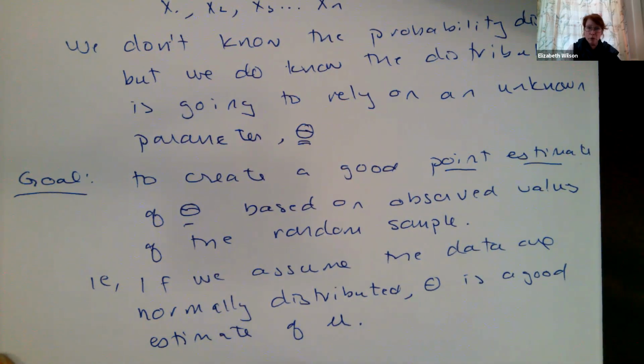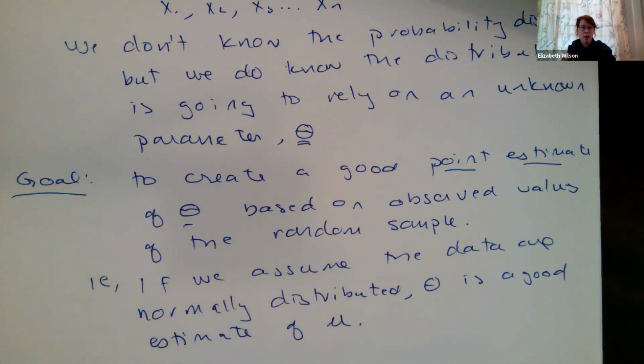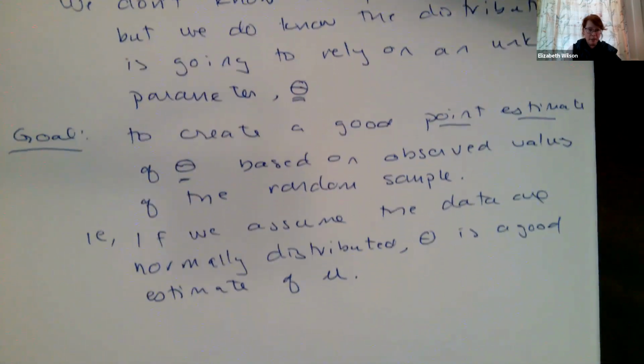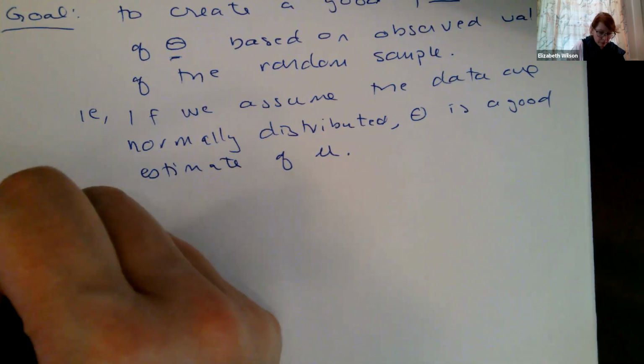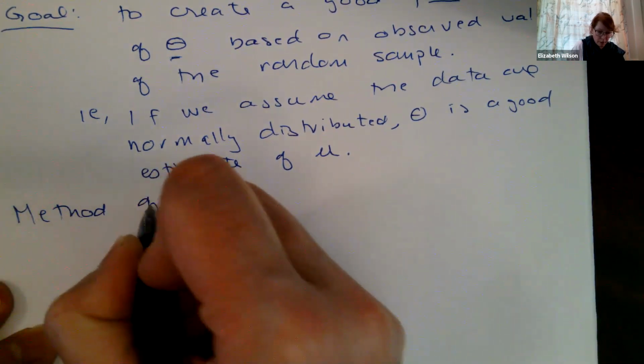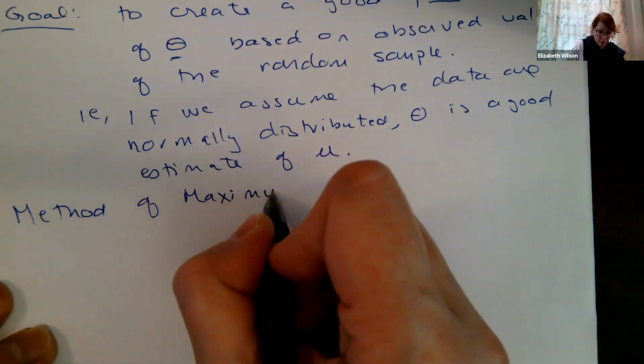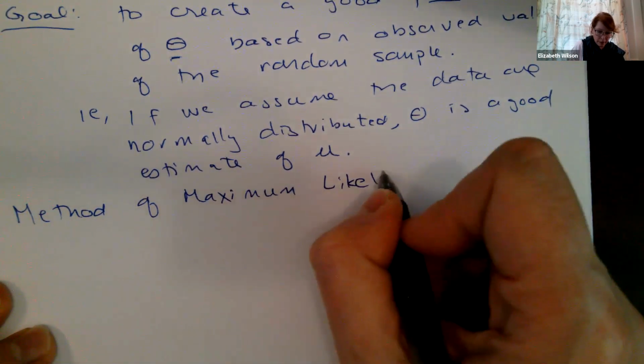Okay, so we're going to talk about methods. The method of maximum likelihood is the method we're going to be focusing on in this chapter. It's a long word, but all it says is it's a method for trying to figure out what's the best value of theta that's going to be the best estimate for the mean or for the variance. Okay, so let me write down the definition for that, and then we'll go into examples. So the method of maximum likelihood.